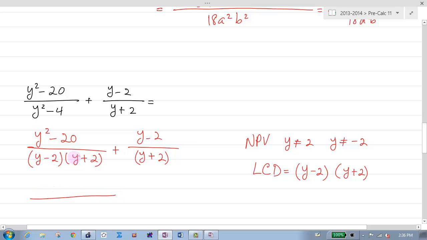The first fraction is already in factored form, and then you look at all the denominators. The second fraction has a denominator y plus 2, the same as the LCD, so I just rewrite it. You look to see what makes the denominator equal to 0, and those would be the non-permissibles.